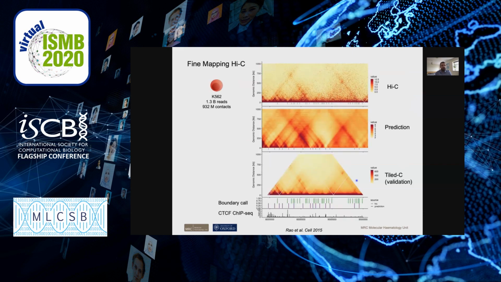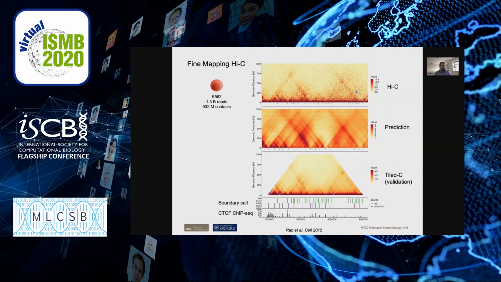What can we do with that model? Well, first of all, we can start to fine map Hi-C data, which is really interesting. So 3.6 billion reads is a lot of sequencing to go into. From the same study, there's also K562 data, which only has 1.3 billion reads. And when you try to visualize that at 5 KB resolution, you see that the domain structures become suddenly a lot less clear and more faint and sparse.